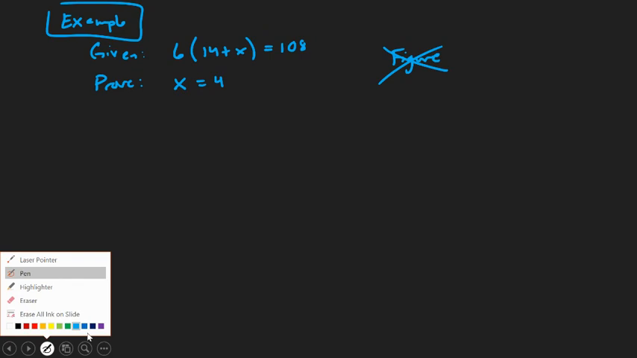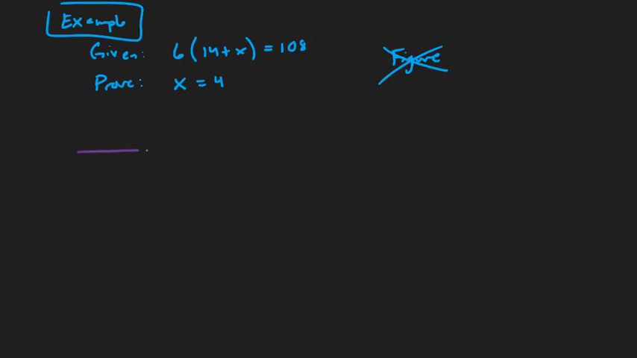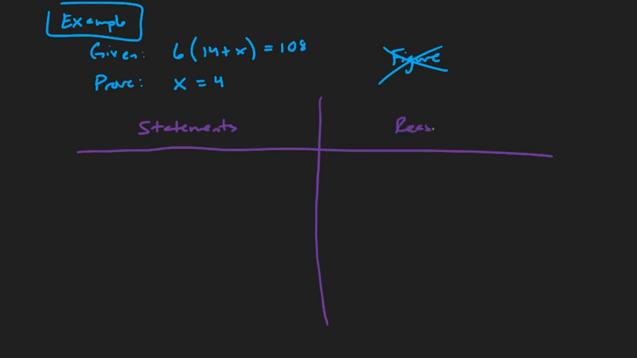All right? So then what you would do is you would create your two columns. Statements and reasons. Okay? And now, in the first statement, you're going to put the original equation. So we have 6(14 + x) = 108. And in that first reason, we always put the word given. Okay. So now, in this algebraic proof, we're just going to solve this, right?